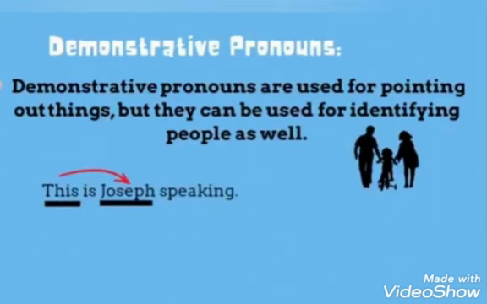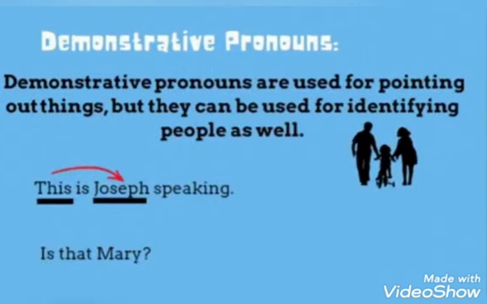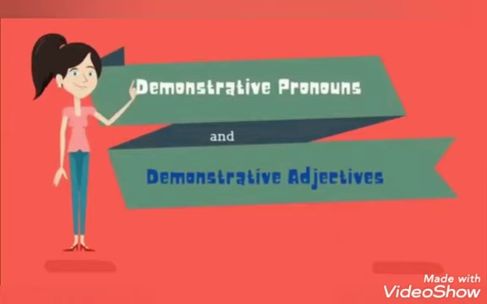Normally, demonstrative pronouns are used for pointing out things, but they can also be used for identifying people as well. Look at these sentences. This is Joseph speaking. Is that Mary?